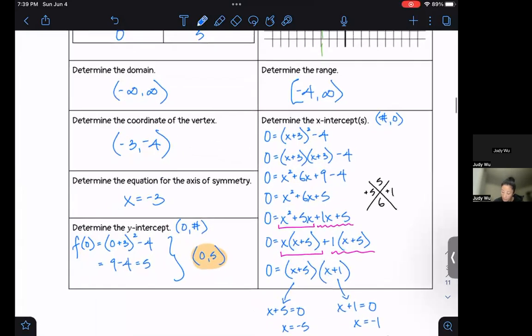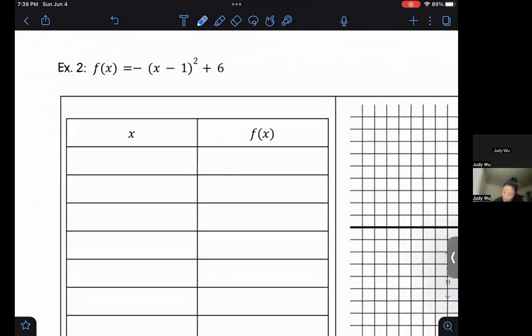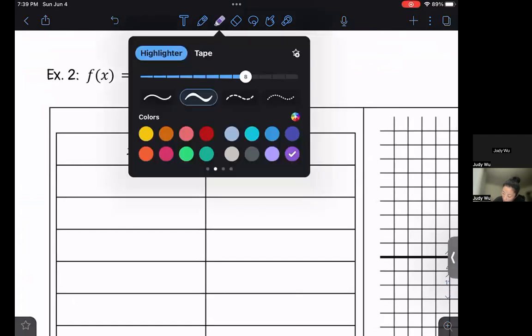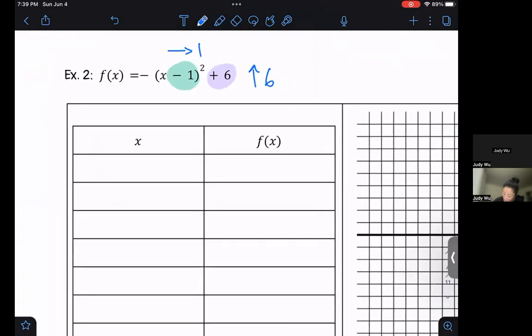All right. I'm going to go ahead and take a look at example 2. All right, example 2. I have a +6. That means I move my graph up 6. I have a -1, which means I move my graph to the right 1. And that, my friends, is right where my vertex is, 1, 6. Okay. I also want to be careful that I have a reflection here. So at the end, my parabola should be facing down.